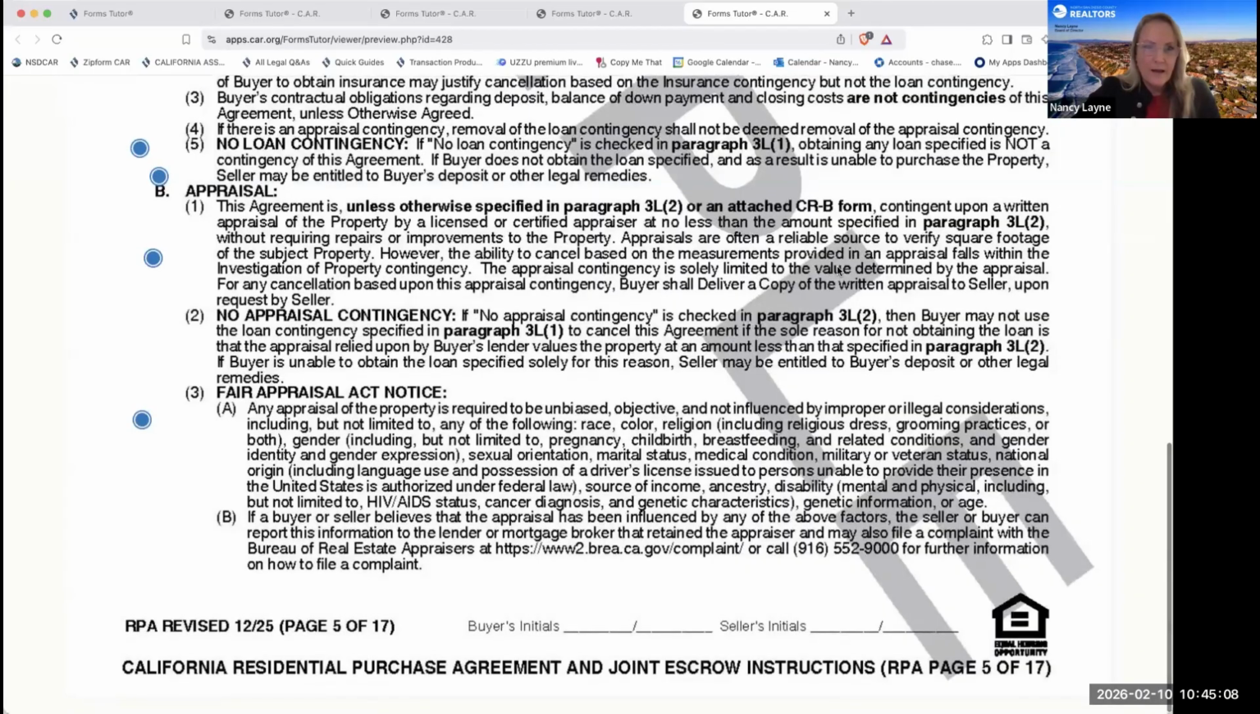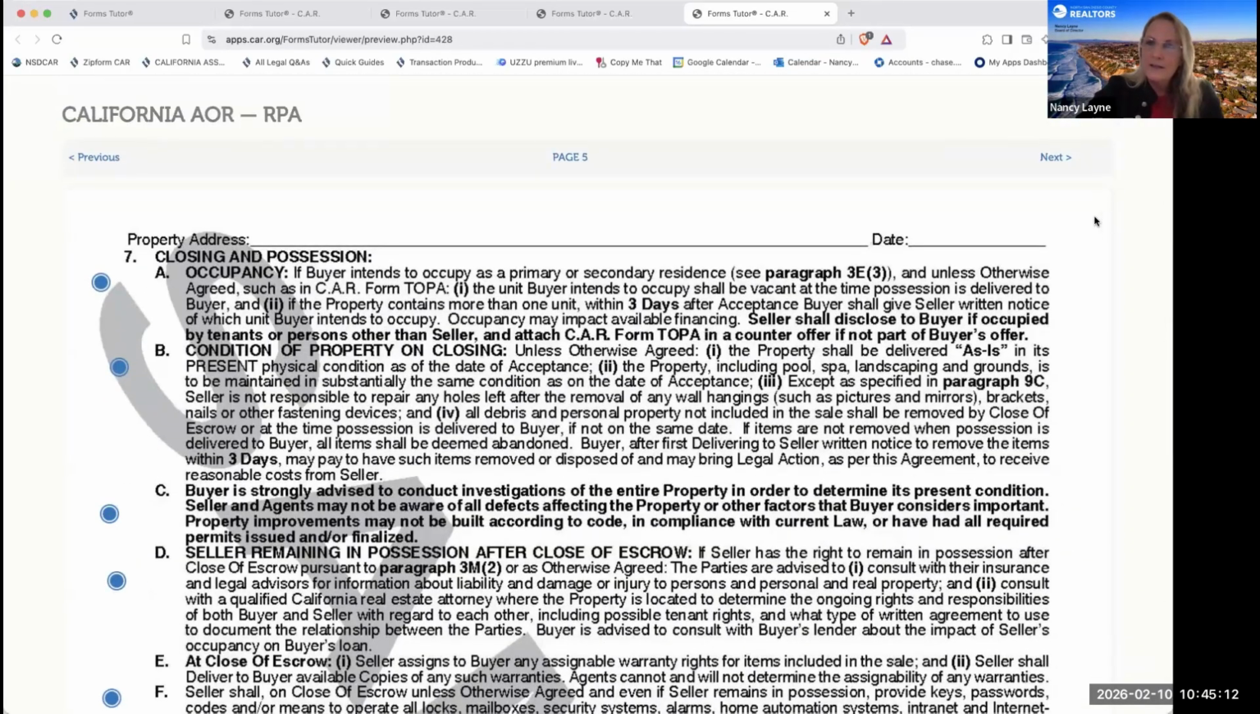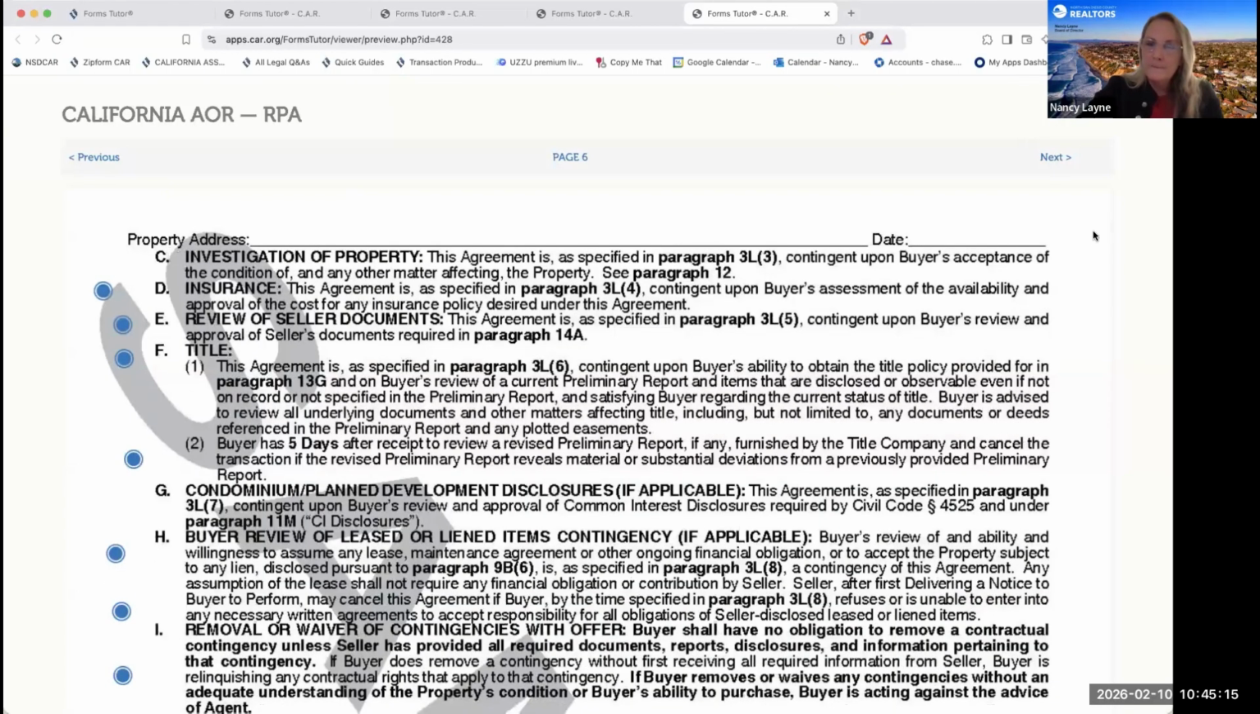Okay. The Fair Appraisal Act, that's a legal requirement. Read through it, it's fun.